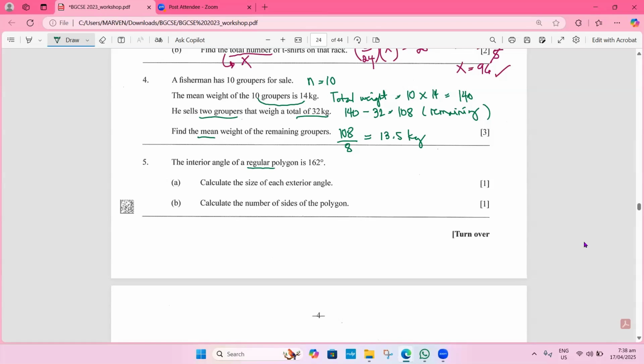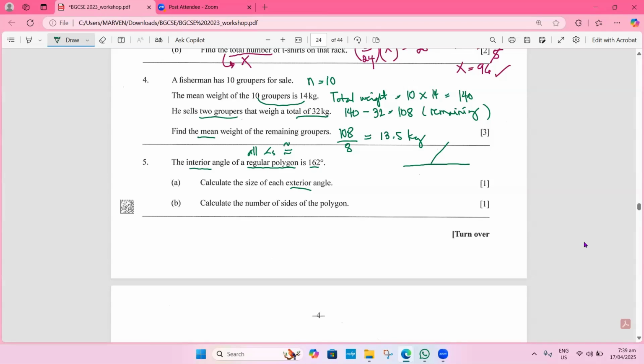So remember, it is a regular polygon, which means all sides and all angles are equal. Now, meaning to say that all interior angles are 162, but we do not know how many sides we have. Now, the exterior angle can be computed if we have its interior angle. As we know, the exterior and the interior are supplementary. Actually, they are a linear pair.